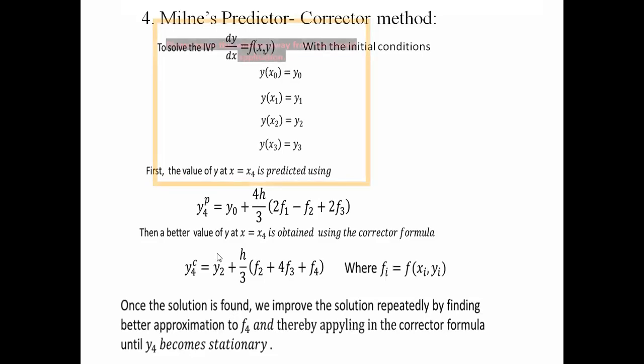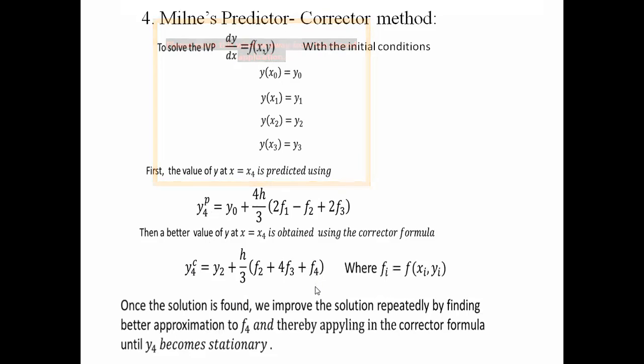So till we get the stationary values. Stationary solution means, suppose that here you got some value, it is very near to this, which means it is close to that. We say that is a stationary value. If there is a difference, then what to do? From this y suffix 4, again find the value of f suffix 4 using this relation and substitute it. Only this value you have to change. All other values are one and the same.